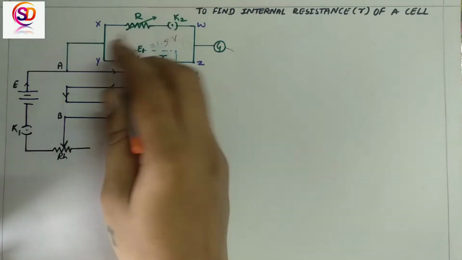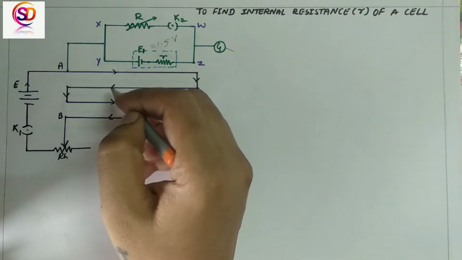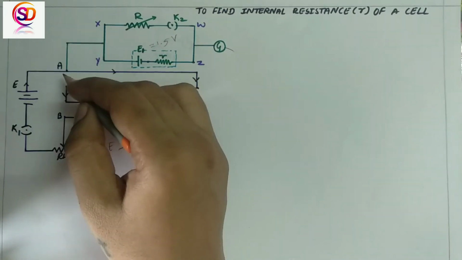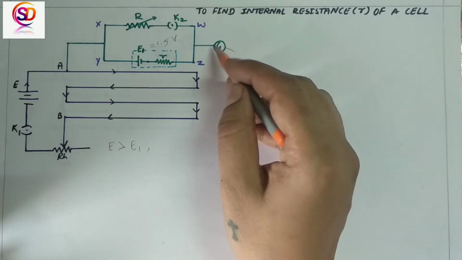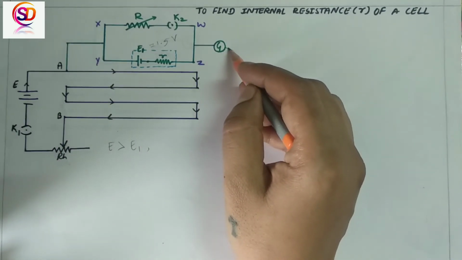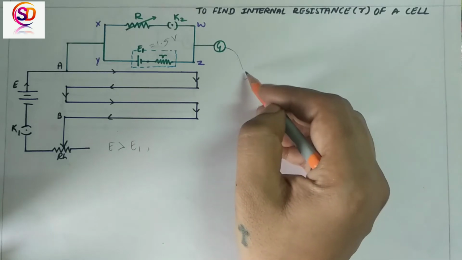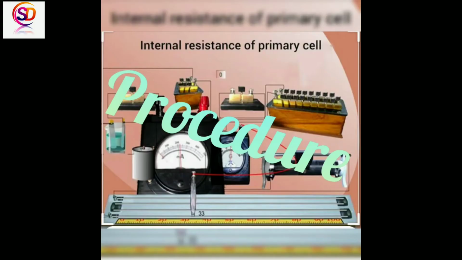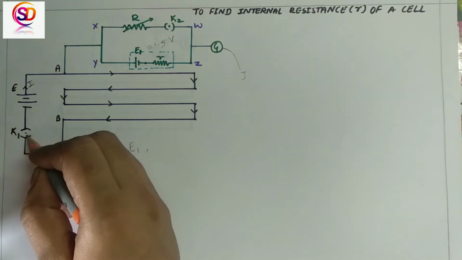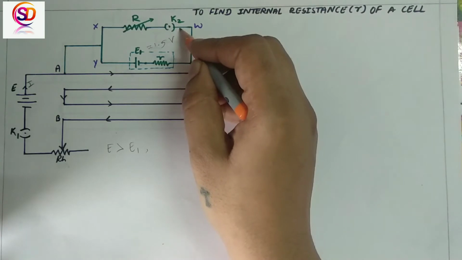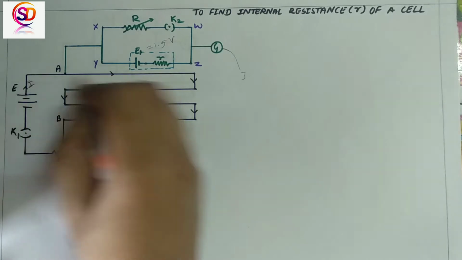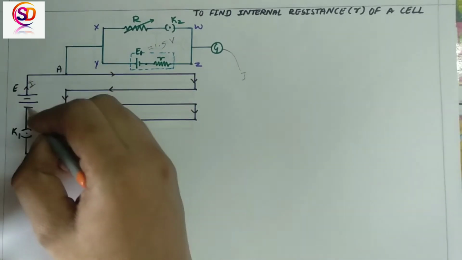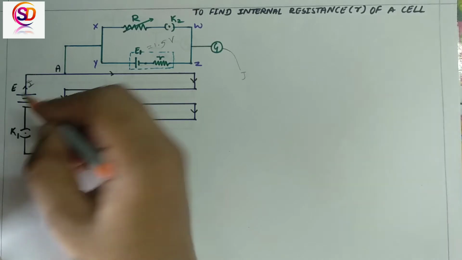The external circuit which is connected to this potentiometer: one end is connected to the end point of the potentiometer, and the other end is connected to the galvanometer, and from the other end of the galvanometer the jockey is connected over here. When K1 is closed, K2 is kept open. Means when K1 is closed, a current I starts flowing through this potentiometer wire, drawn from this battery.